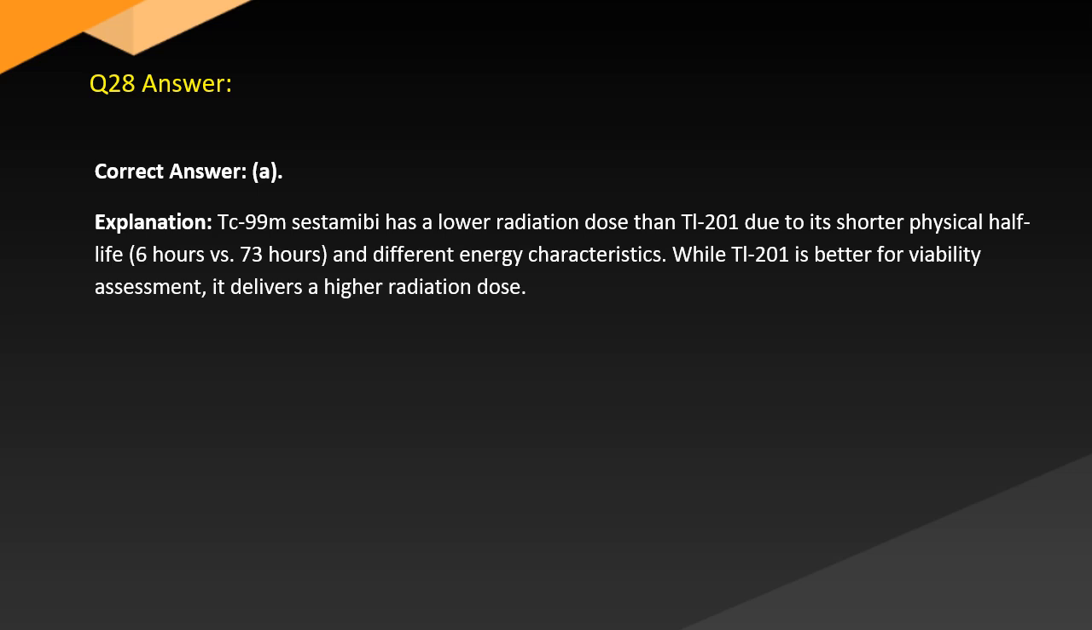Answer. Correct answer: A. Explanation. Tc-99m sestamibi has a lower radiation dose than Tl-201 due to its shorter physical half-life, 6 hours versus 73 hours, and different energy characteristics. While Tl-201 is better for viability assessment, it delivers a higher radiation dose.